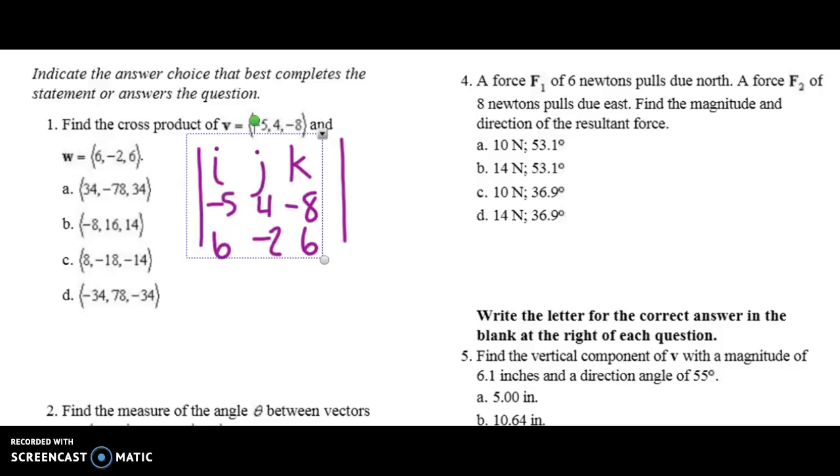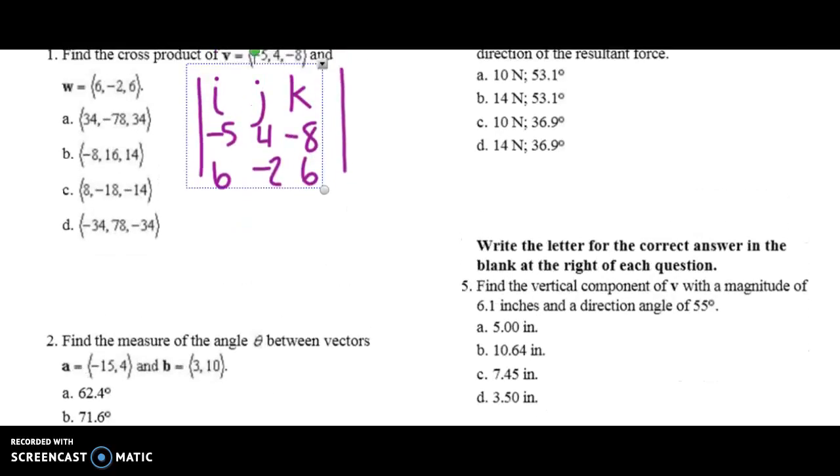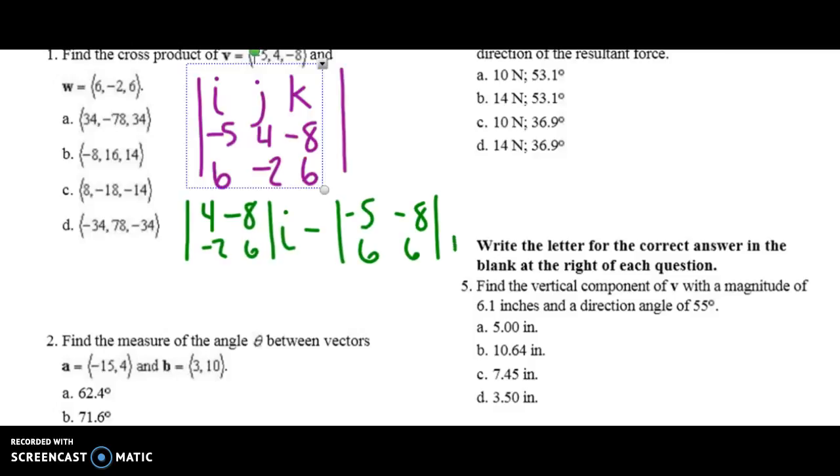And so we have to rewrite it so that we have the matrix 4, -8, -2, 6 for I, minus -5, -8, 6, 6 for J, and then we add for K, which would be -5, 4, and 6, -2, and that's for K. That's our last number. So we find the determinant between these two.